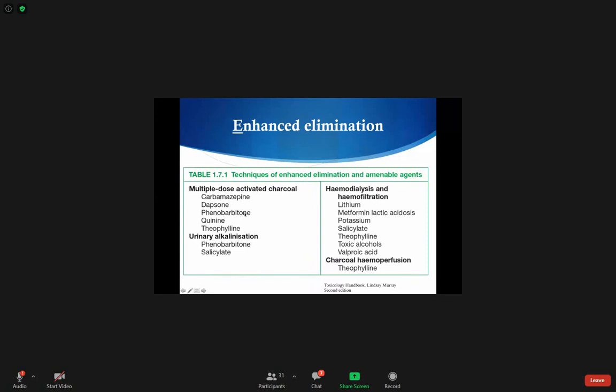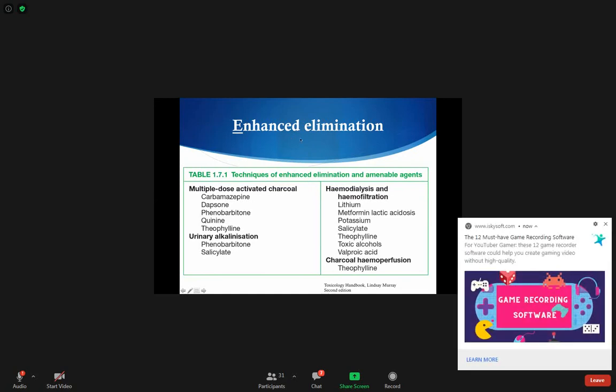Okay, so enhanced elimination, usually multi-dose activated charcoal. We said elimination is after the drug is absorbed, we want to get rid of it from the body. It's not decontamination. Decontamination is before it's absorbed. And the techniques for enhanced elimination are multi-dose activated charcoal, urine alkalinization to improve excretion, which I will explain in the aspirin lecture, and hemodialysis. Forget about the hemofiltration and stuff because this is not available in most hospitals.